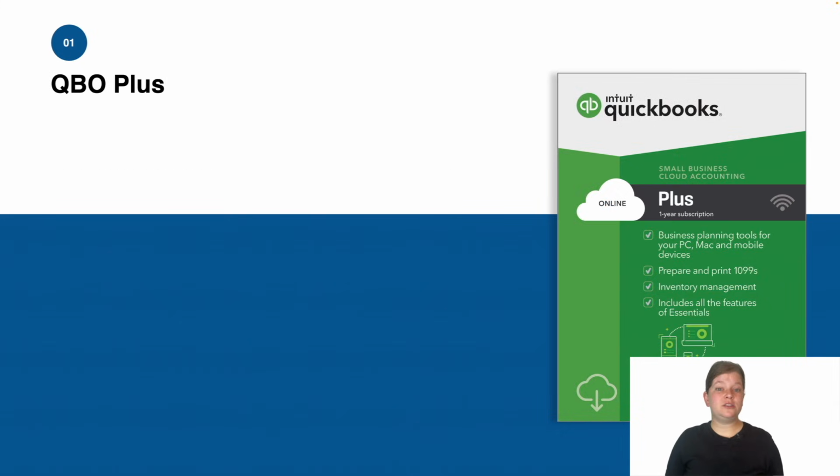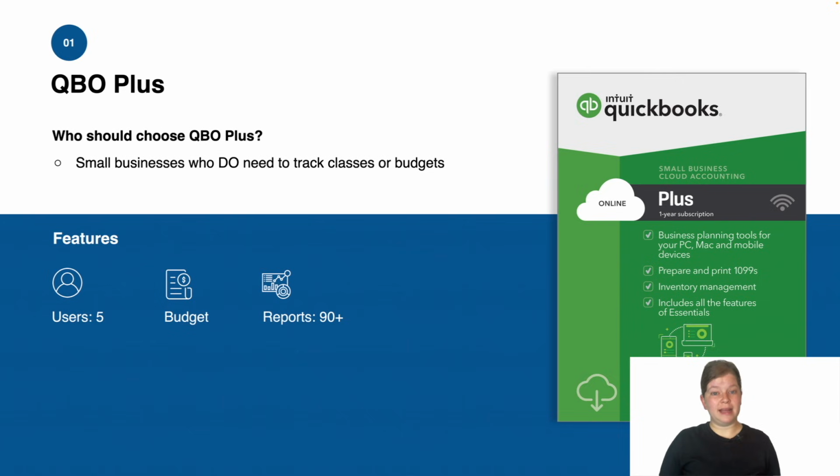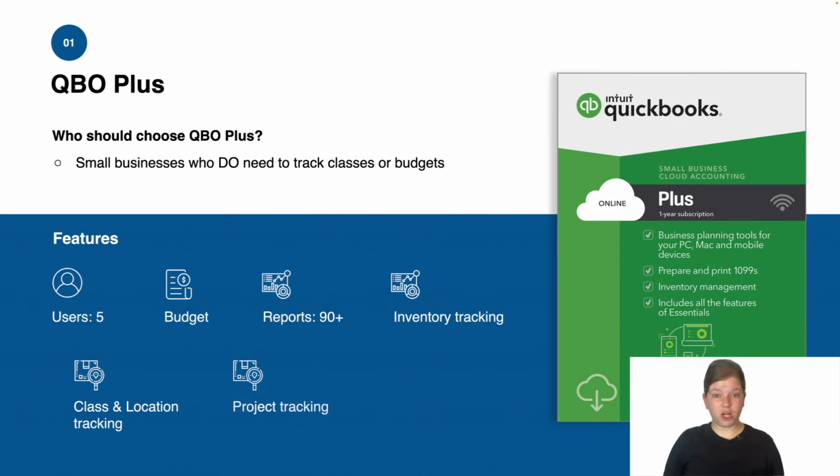Now, this next one is QBO Plus, and this is for small businesses who do need to track classes or budget. Now, with Plus, you'll still get everything in Essentials, and you'll be able to have 5 users. You, of course, have the budget option, comprehensive reports for things like inventory, class reports, and profitability reports, inventory tracking, class and location tracking. You can track up to 40 of those, project profitability tracking, as well as purchase orders.